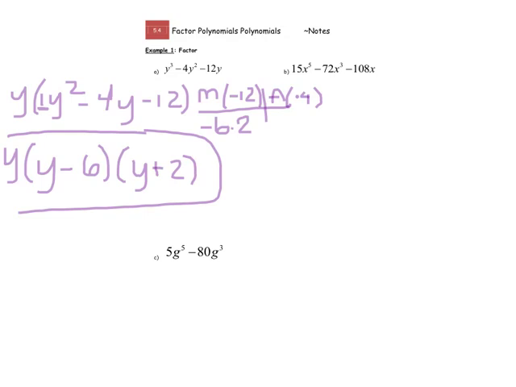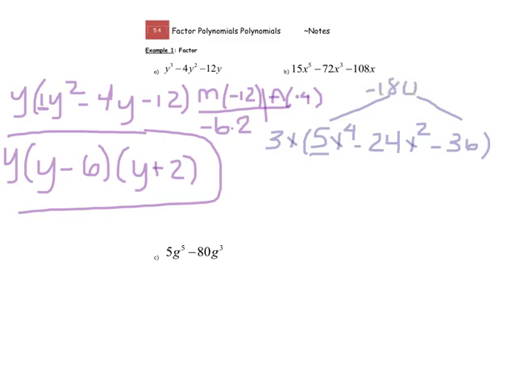All right, part B, again, we're looking at a GCF. So we could take out a 3x out of all of those. When we take out a 3x, we're left with 5x to the 4th minus 24x squared minus 36. All right, can't take anything else here. Now we have a trinomial where the leading coefficient is not 1, so we are going to have to factor this by grouping. So first we multiply the 5 and the negative 36, and we get a negative 180.